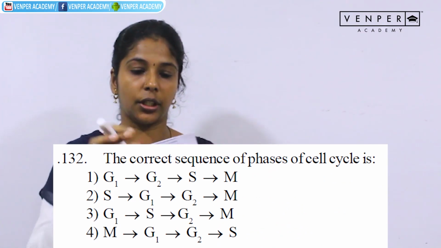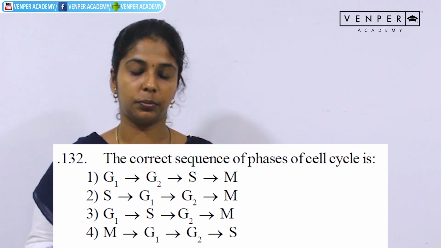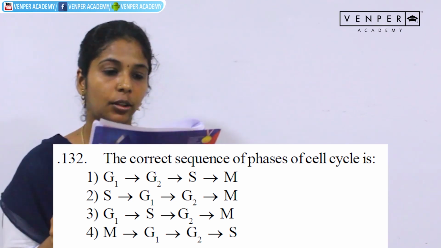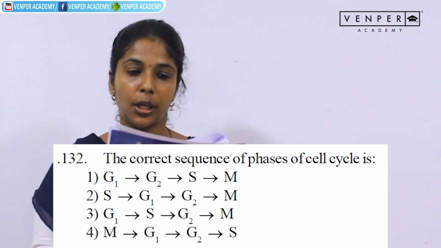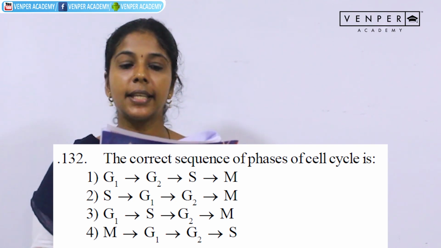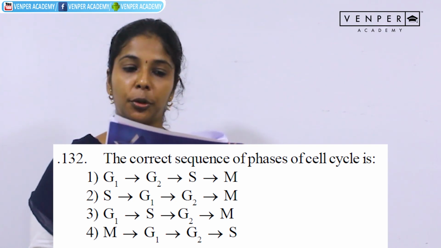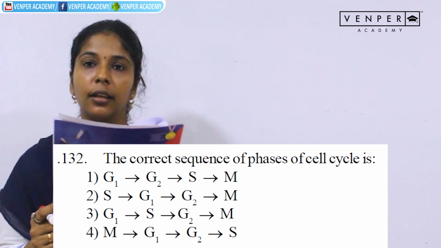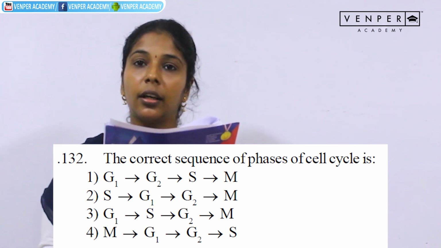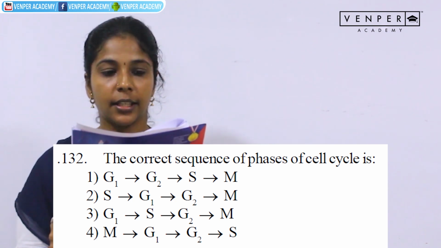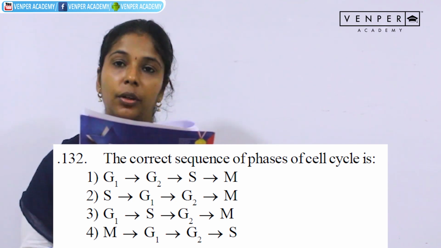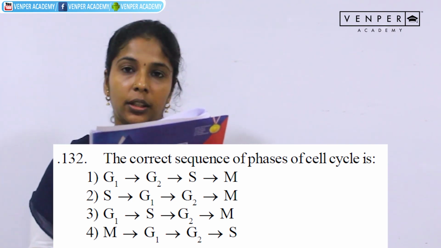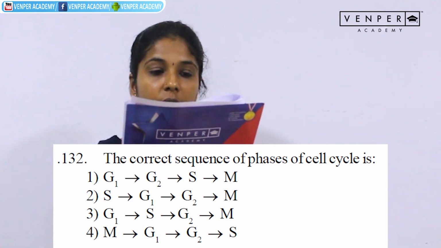Let's move on to the next question, question number 132. The correct sequence of phases of cell cycle is: option 1, G1, G2, S and M phase. Option 2, S followed by G1, G2 and M phase. Option 3, G1, S, G2 and M phase. Option 4, M, G1, G2 and S phase. The correct answer for question 132 is option 3.